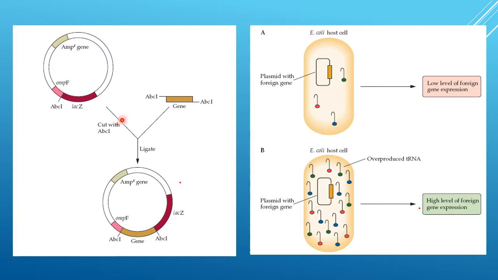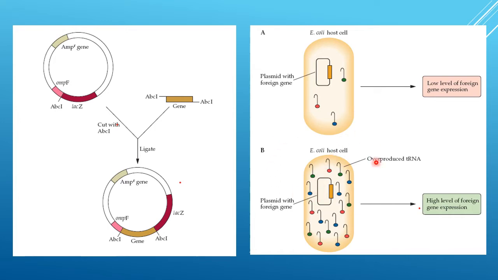So this is the overall view. This is a way in which this particular gene of interest is incorporated into a plasmid, and this is the plasmid construction, how we will construct a plasmid. And this is for the expression in E. coli host cells: a plasmid with a foreign gene gives a low level of foreign gene production, because you know that degradation will be happening.